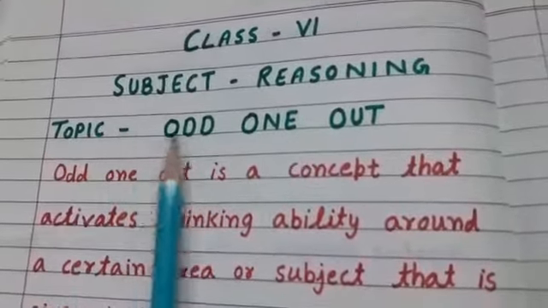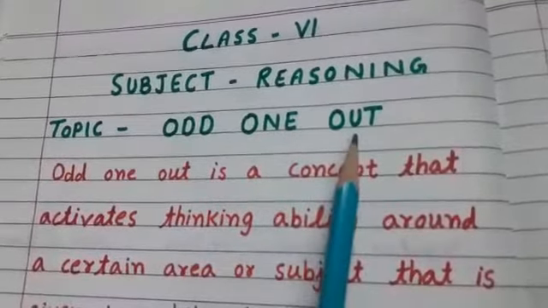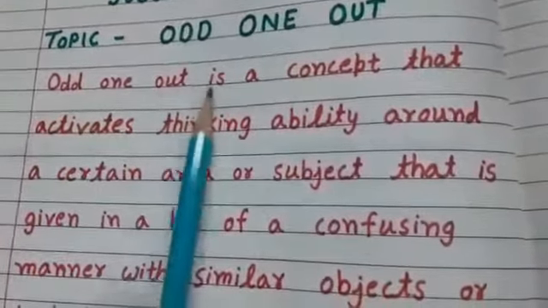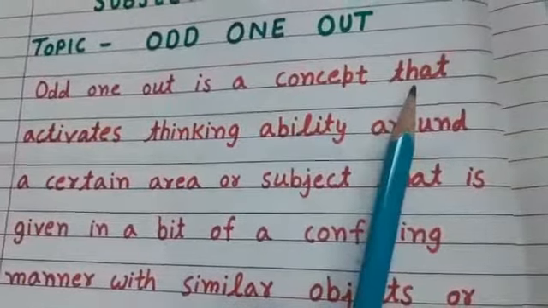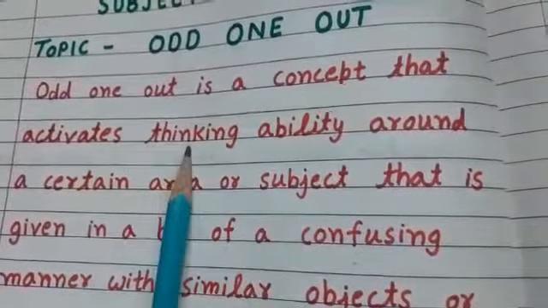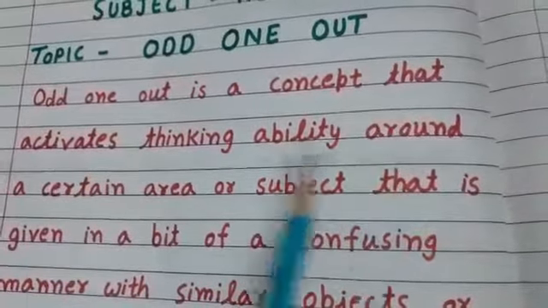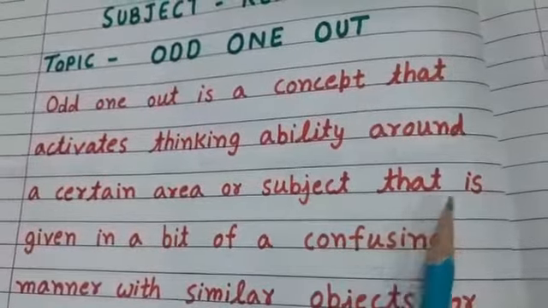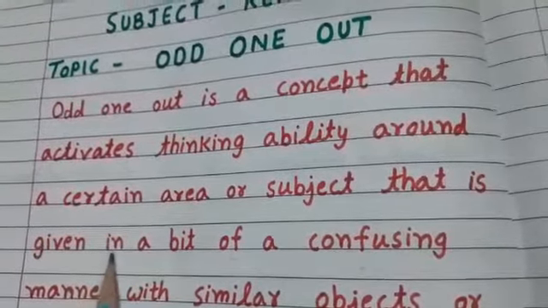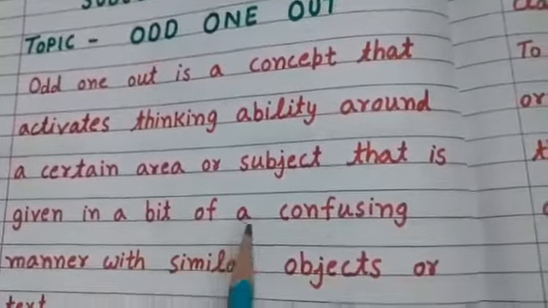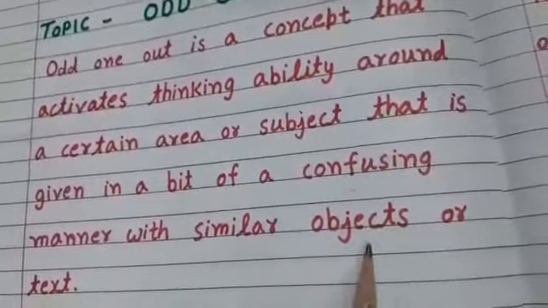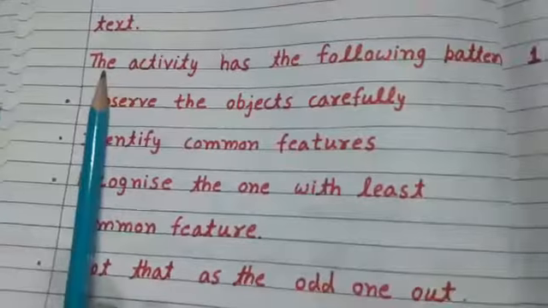Today's topic is odd one out. What is odd one out? Odd one out is a concept that activates thinking ability around a certain area or subject that is given in a bit of a confusing manner with similar objects or text.